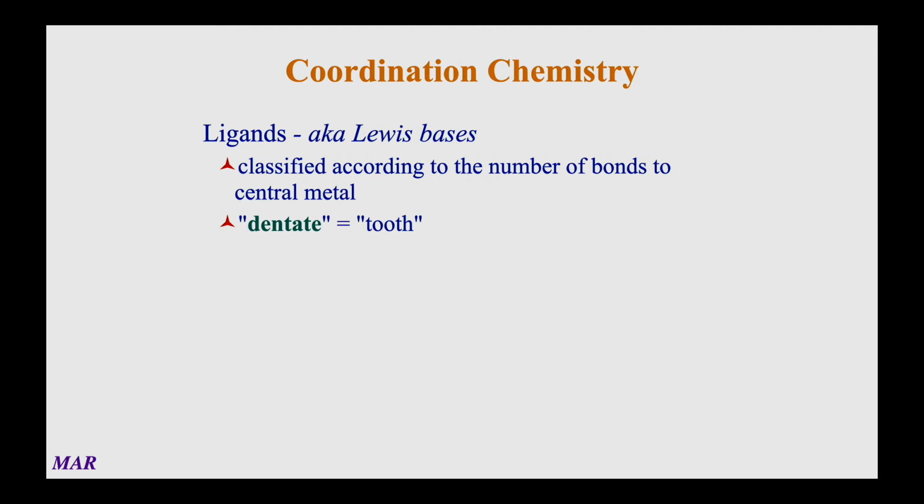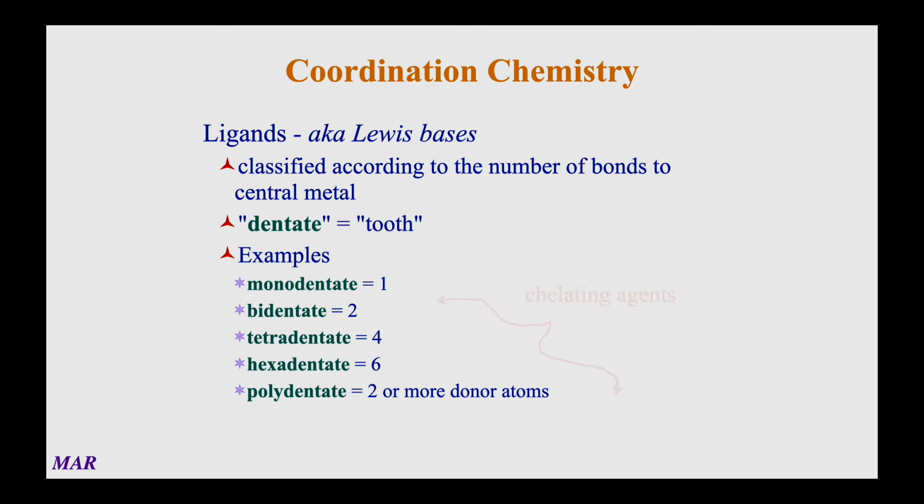Now, in coordination chemistry, they talk about dentate. And dentate apparently is a Latin phrase that basically means tooth. And you can talk about the number of teeth on a ligand. So as an example, a lot of the things we've seen so far have been monodentate, which means they have one tooth or one set of lone pairs to attack a metal atom.